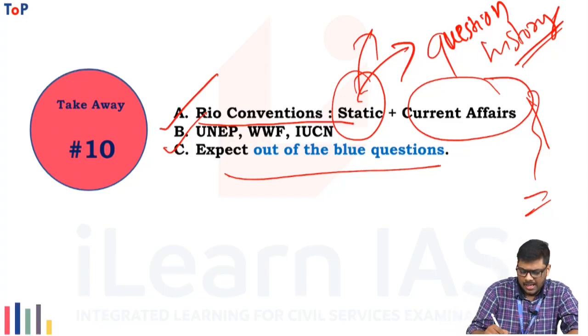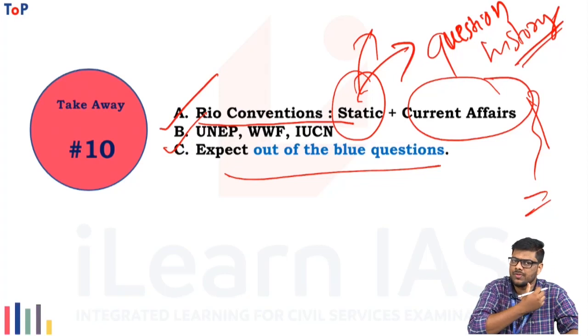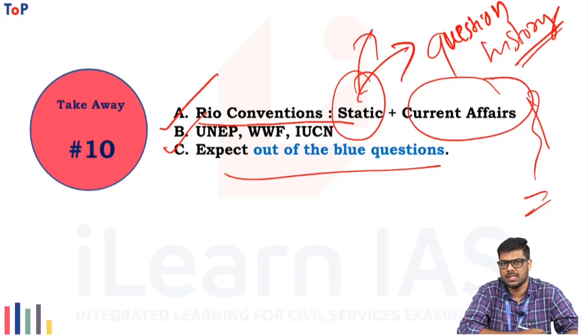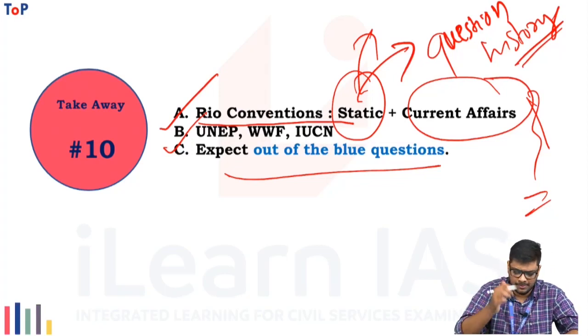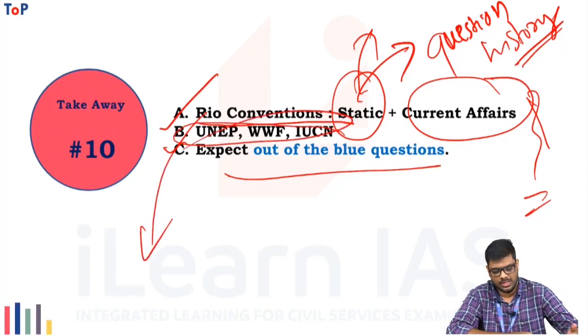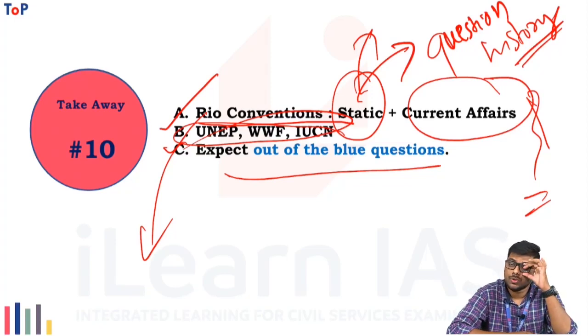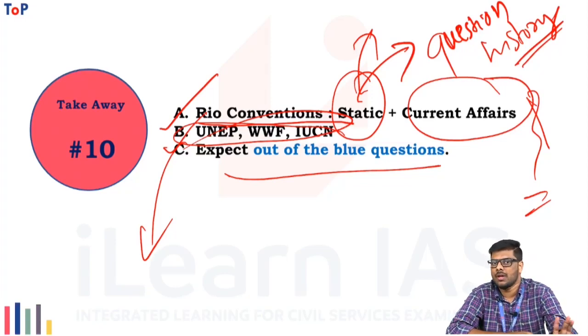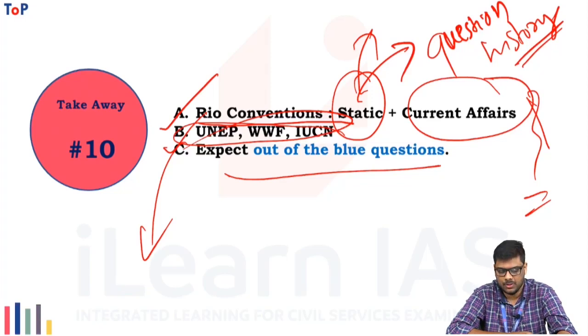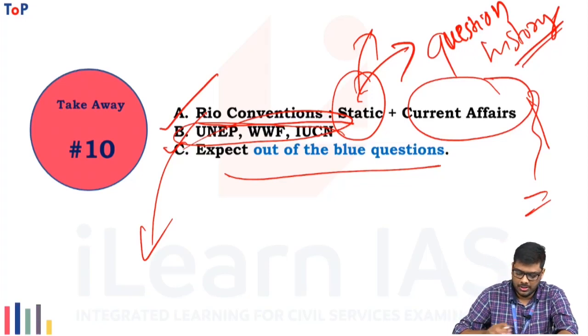And again, apart from Rio conventions like UNFCCC or UNEP or UNCCD, UPSC usually picks up questions from these 3 organizations: UNEP, WWF and IUCN. So these 3 are UPSC's favorite. You can expect questions related to these 3 in any year. So let me show you the questions.